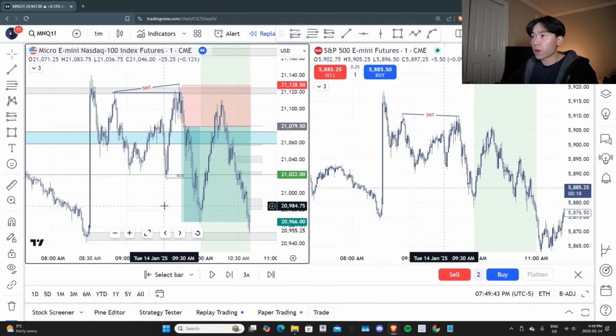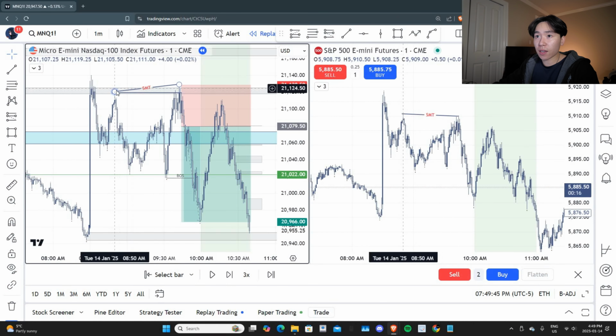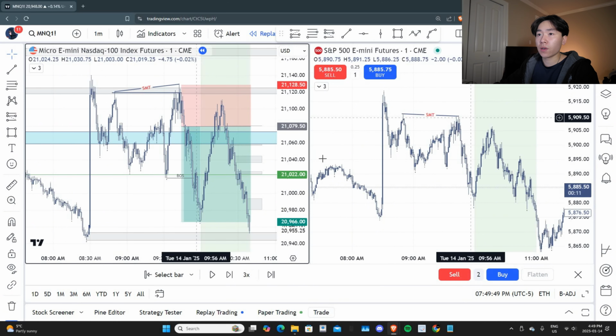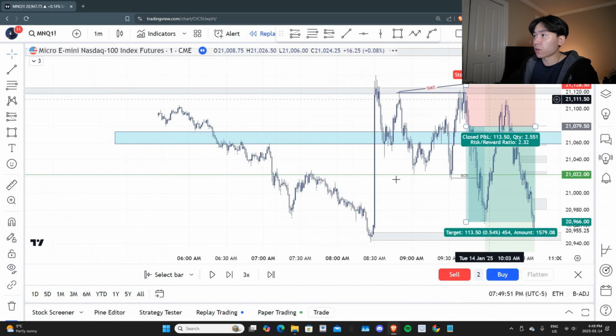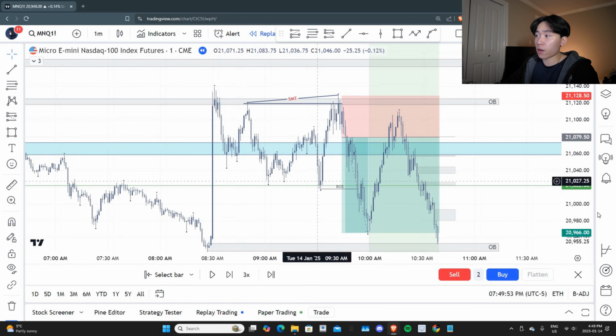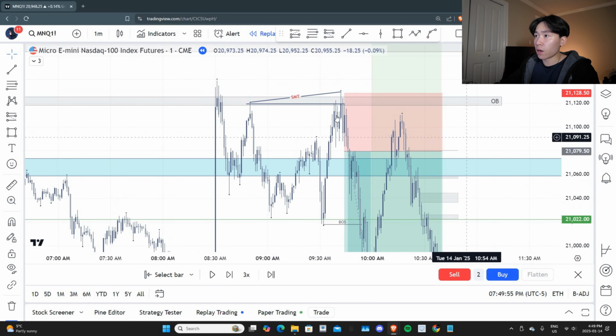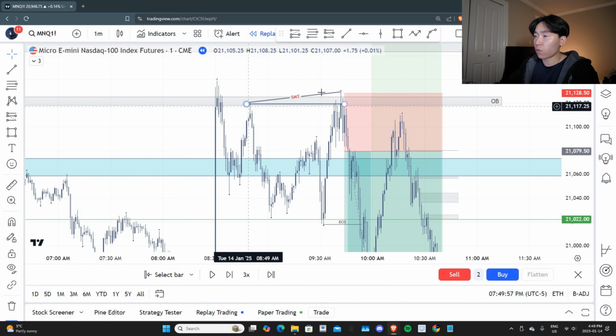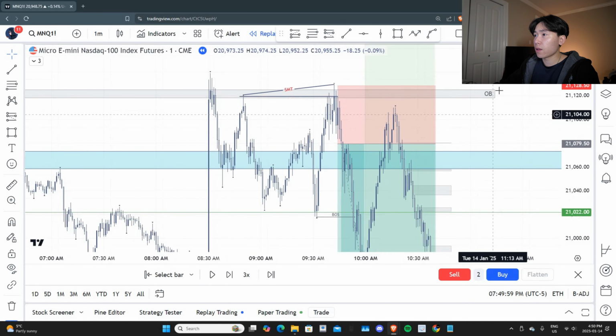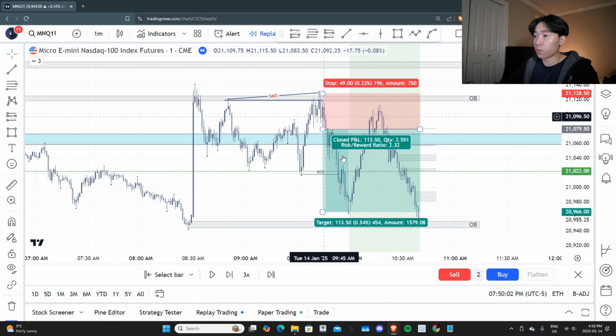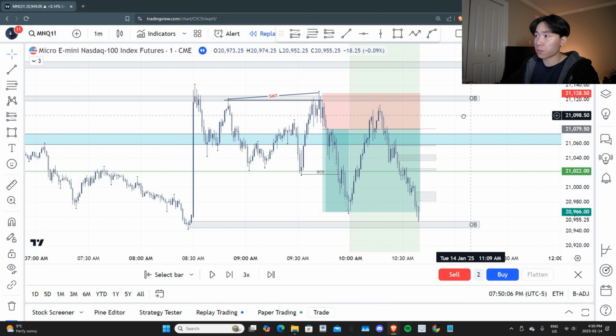So on the 1 minute time frame, we have the SMTs on Nasdaq going up, and on S&P 500, it's going down, right? So at this point, I'm looking for price to continue lower because we also have an internal model right here. We sweep the previous high, form SMT inside this order block, and we get a displacement lower, forming a break of structure and a fair value gap, right?